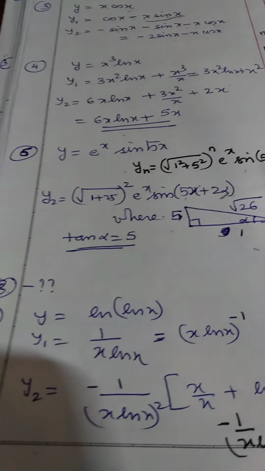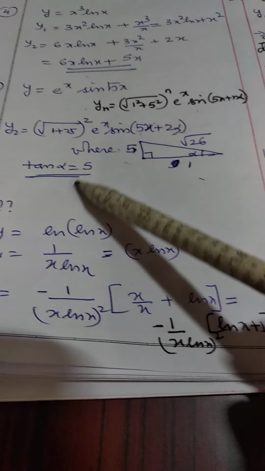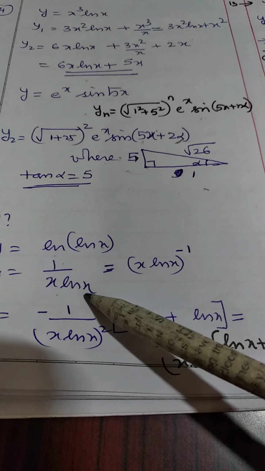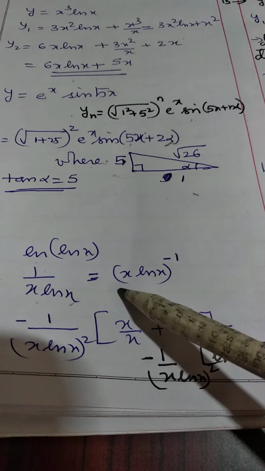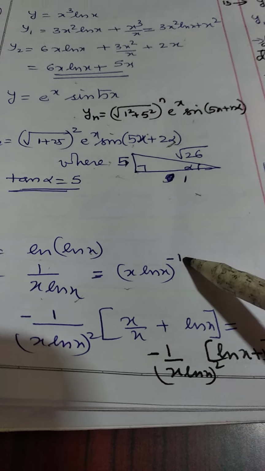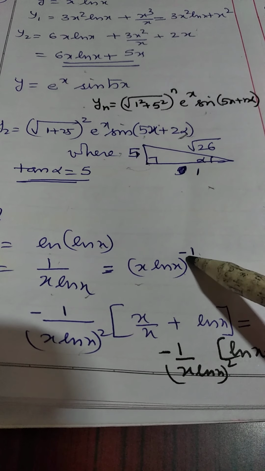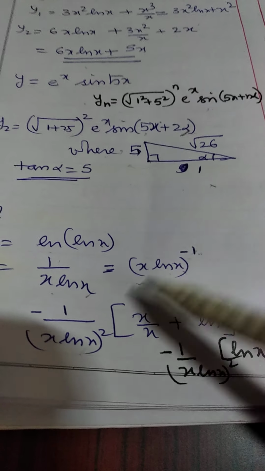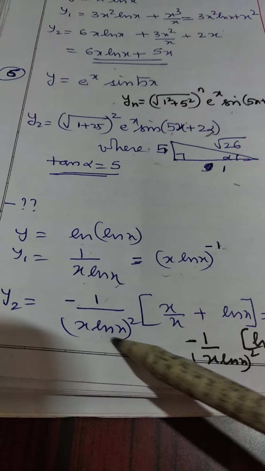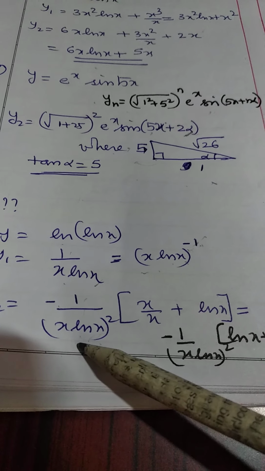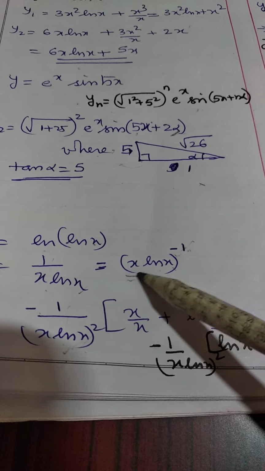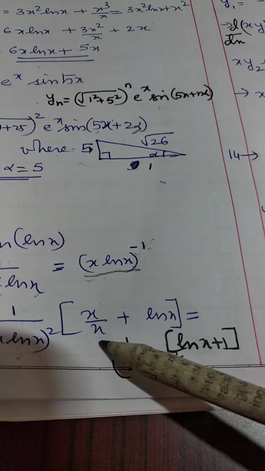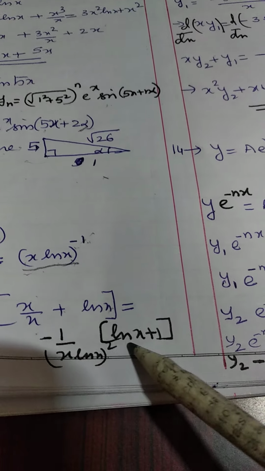Now question number 9, again here it is log of log x. So its first derivative is 1 upon x log x, which can be rewritten as x log x to the index minus 1. So for second derivative, again we'll use something to the index minus 1. So it's minus of x to the index minus 2. So that minus 2 comes to the denominator. And then the derivative of that function, that is x log x. So it's x upon x plus log x, which is simplified here.